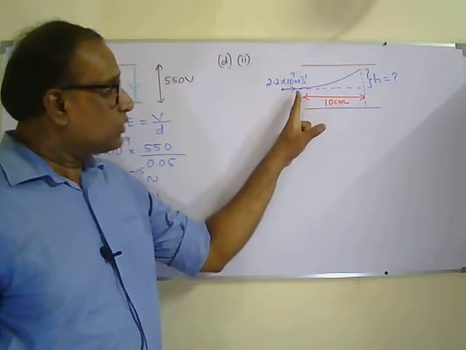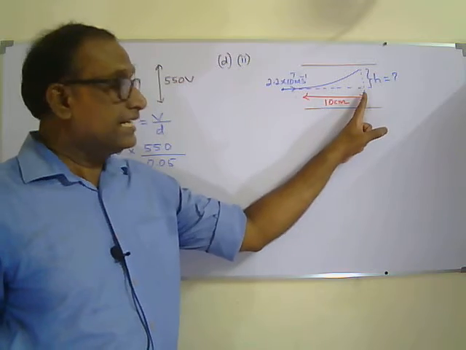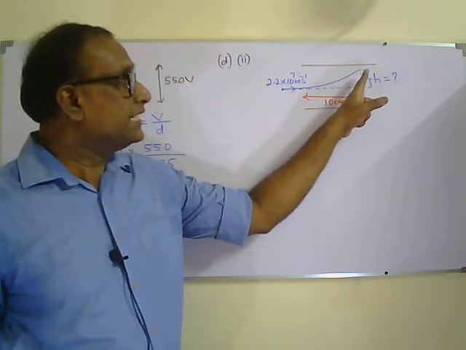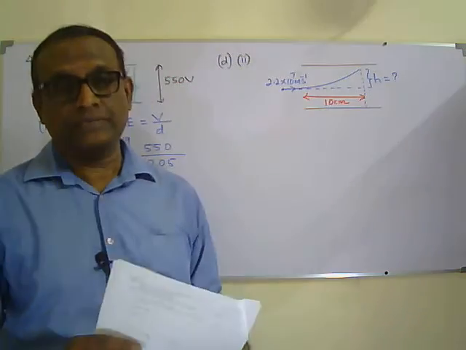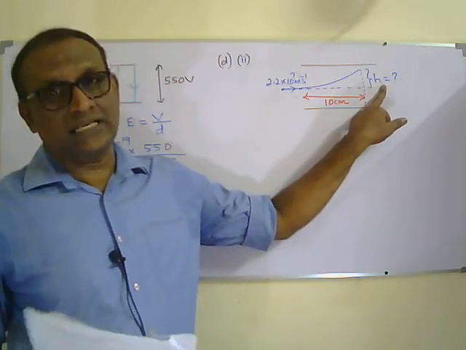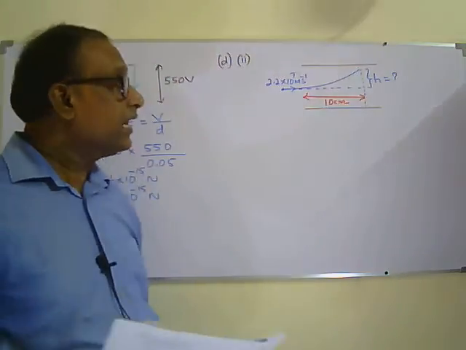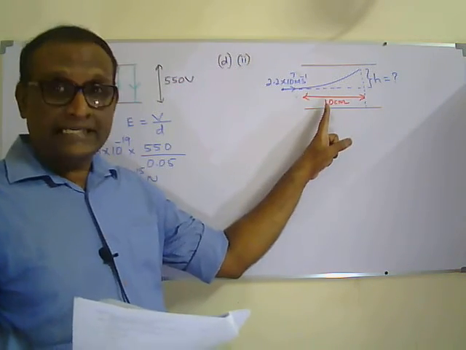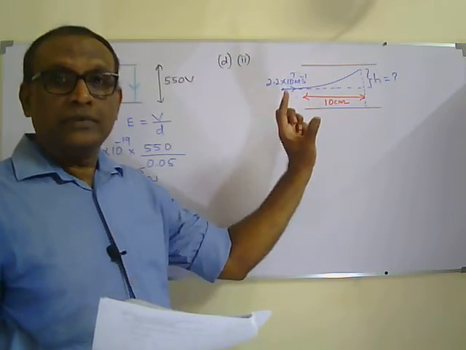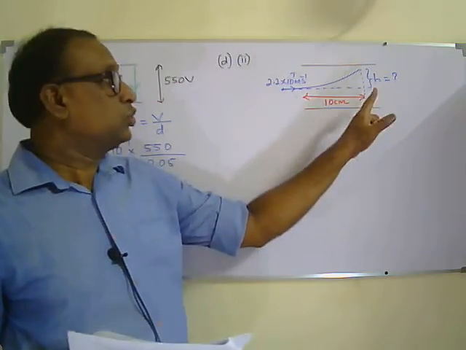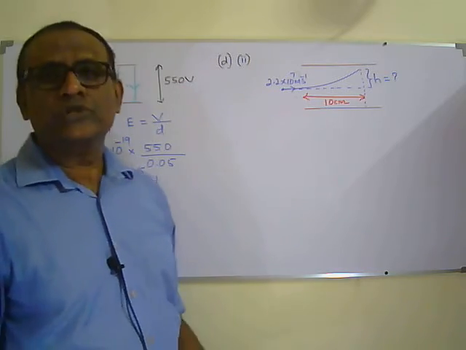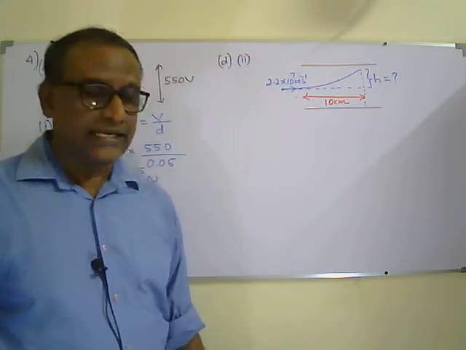The question is, when it travels 10 centimeters parallel to the plates, what will be its vertical displacement towards the positive plate? So I put it as h, the height, or whatever you like, even d. So inside the plates, when it travels 10 centimeters parallel to the plates, what will be its displacement towards the positive plate? That's the question. So it's something like projectile motion, what you learned in mechanics, right?